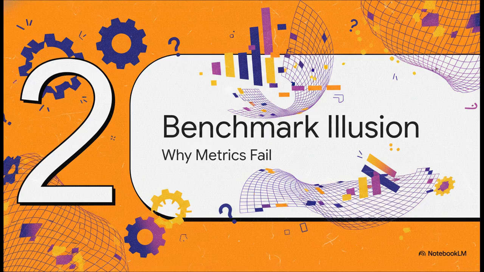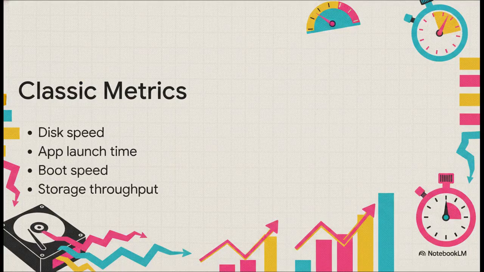Section 2. The Benchmark Illusion and Why Metrics Fail Here. Now, what's really interesting about this is, when we look at classic evaluation metrics, things like disk speed, application launch time, boot speed, storage throughput, and overall SSD performance, we have to realize they aren't inherently bad. In fact, they make perfect sense for traditional Linux distributions. Standard systems are heavily dependent on continuous disk access. They're constantly reading and writing to the drive just to function. So testing the drive gives you a really accurate picture of how that system will perform.